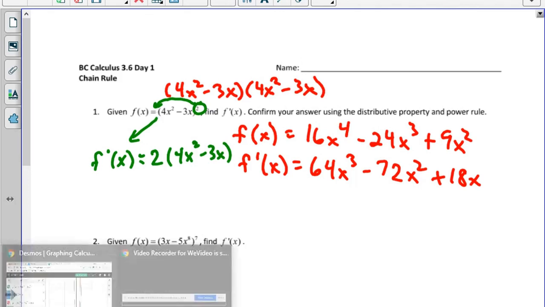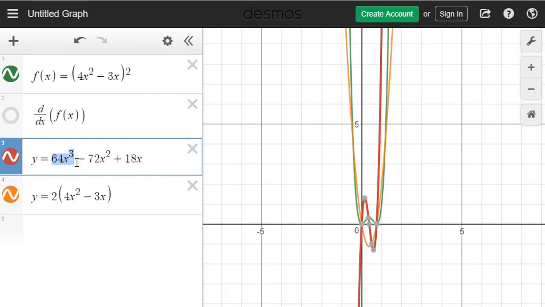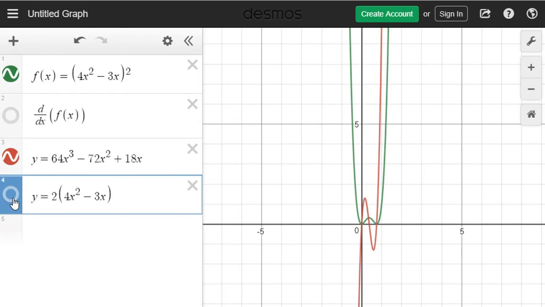And so let's go back to Desmos and see if this ends up being the same as the other ones. And it is not. That's pretty clear it won't be, because the 64x cubed is in the derivative, and we will definitely not get a cubed here. So it's not going to work. So we have to figure out what's missing.